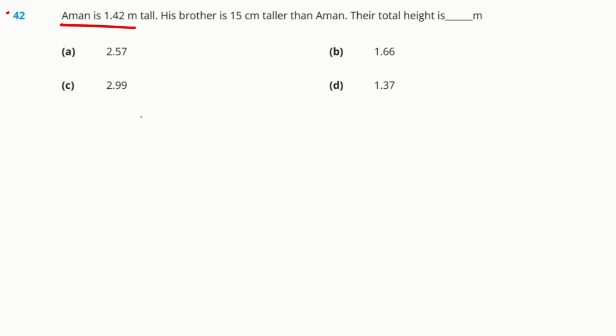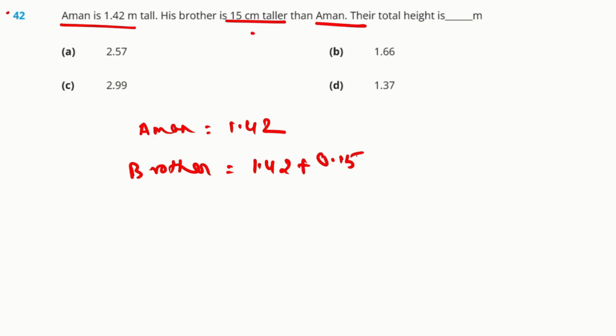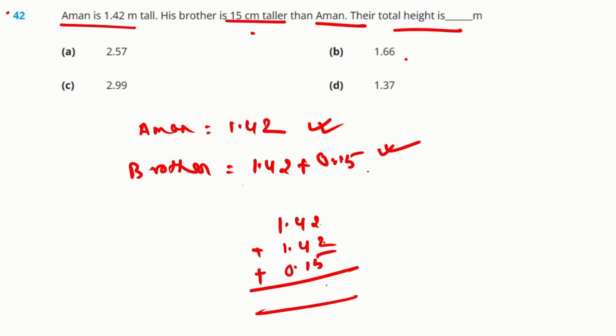Aman is 1.42 meters tall. His brother is 15 centimeters taller than Aman. So the brother's height is 15 centimeters more, that is 0.15 meters more. You have to find the total height, so we should add both heights: 1.42 plus 1.42 plus 0.15. We need to add this. That gives us 2.99. We have it in option C. So that's the answer.